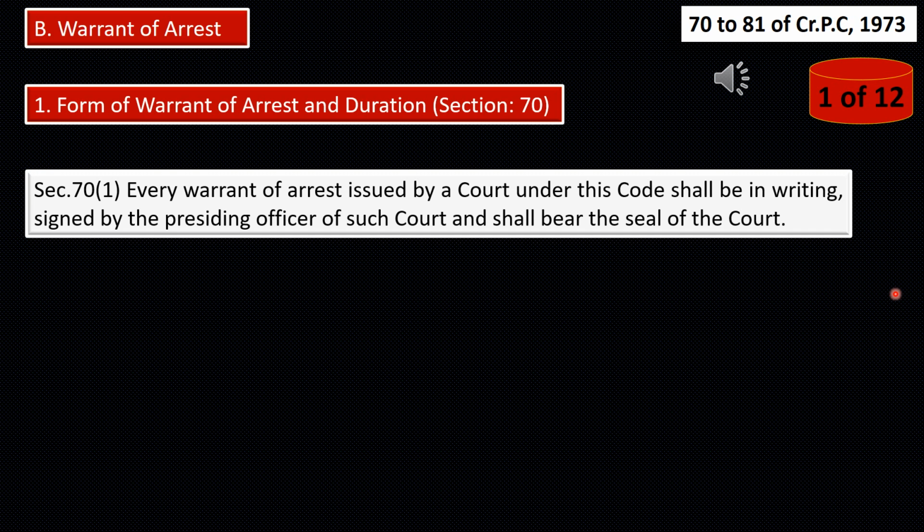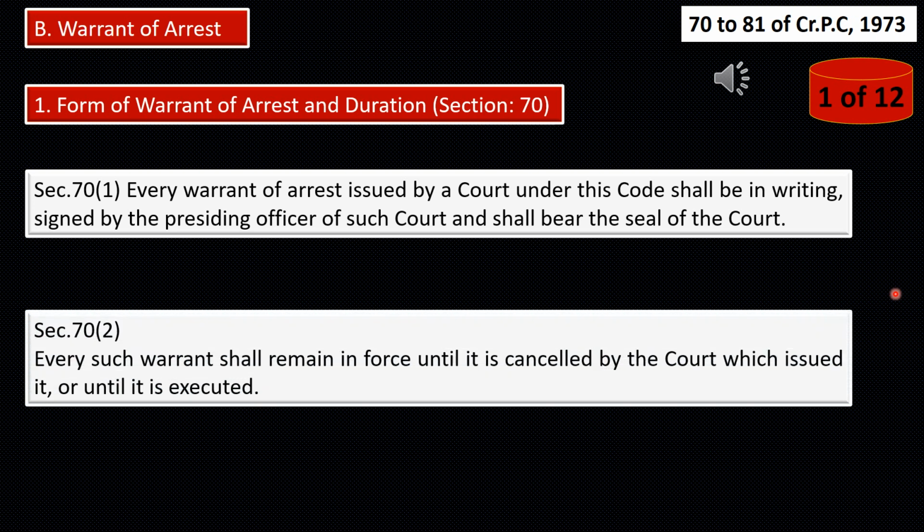Even a layman knows that the warrant of arrest is presented by the police officer. But a student of law, advocate, any law-literate person knows that a warrant of arrest is issued under subsection 1 of section 70 of the Criminal Procedure Code. Next, subsection 2 of 70 says that every such warrant shall remain in force until it is cancelled by the court which issued it, or until it is executed.